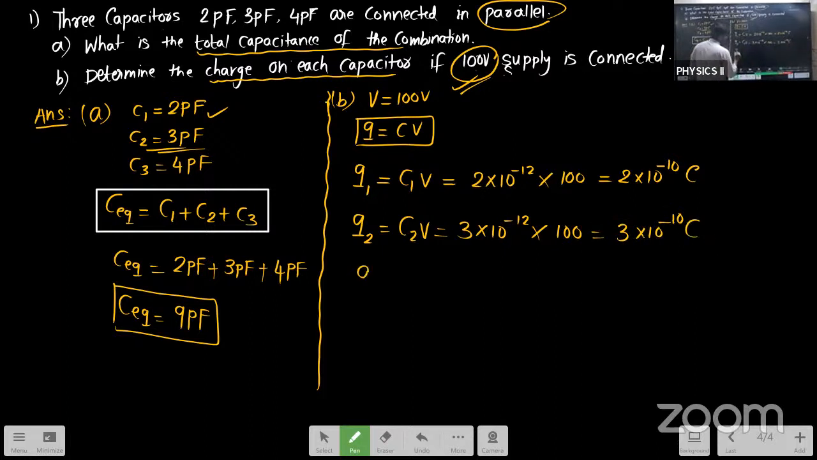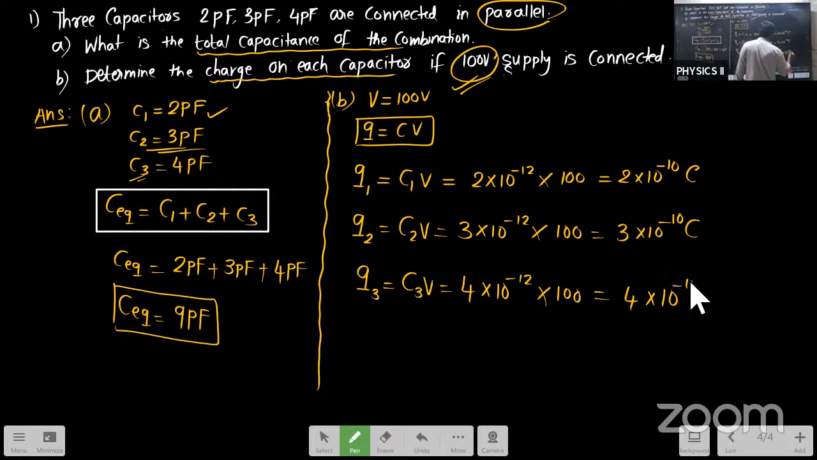Finally, the charge flowing through the third capacitor is given as C3 into V. What is the capacitance of the C3 capacitor? 4 picofarad. 4 into 10 power minus 12 into potential 100. So our final answer will become 4 into 10 power minus 10 coulomb.